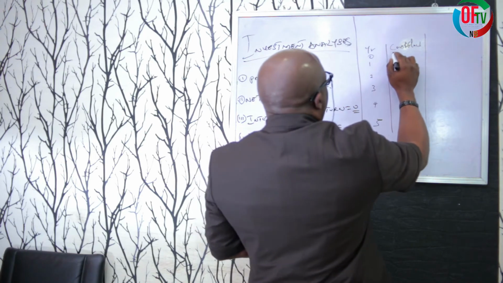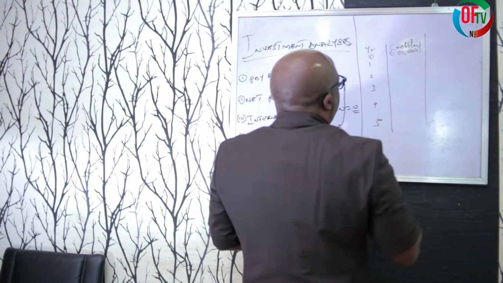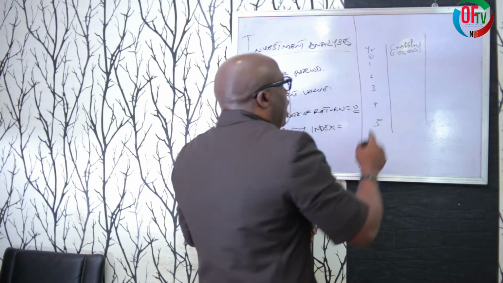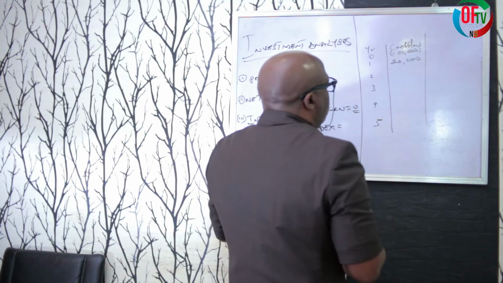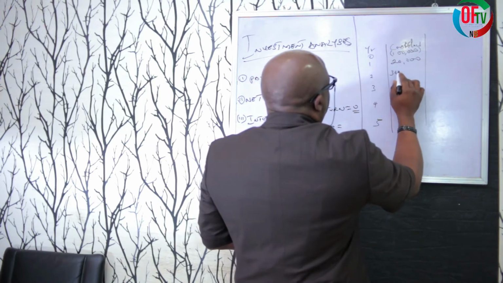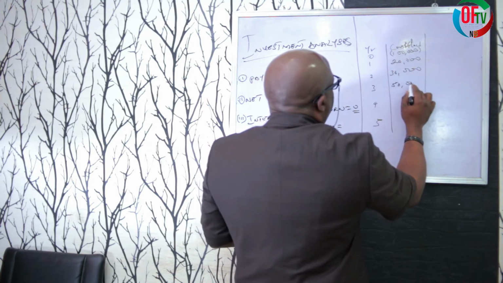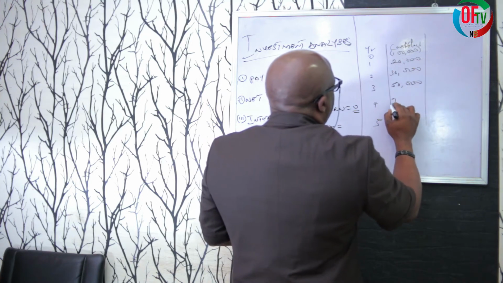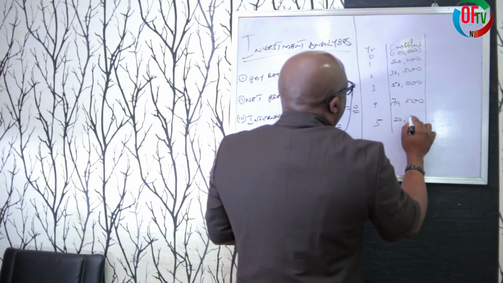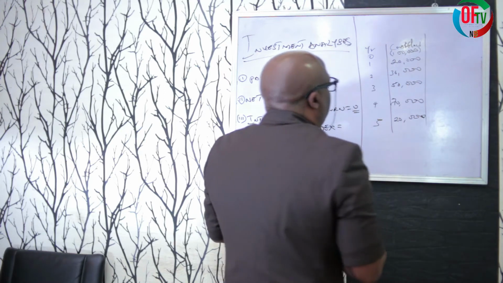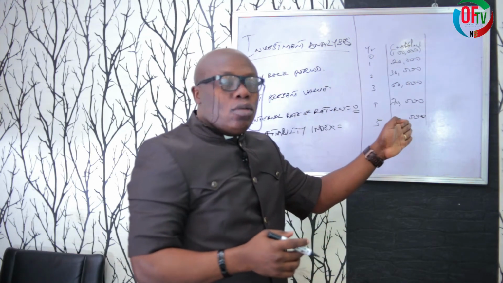Now, this man wants to invest 100,000 naira into this business. In year 1, he makes a profit of 20,000. In year 2, he makes a profit of 30,000. In year 3, he makes a profit of 50,000. And this is 10, and this is 20. These are the expected profits that he is going to make.